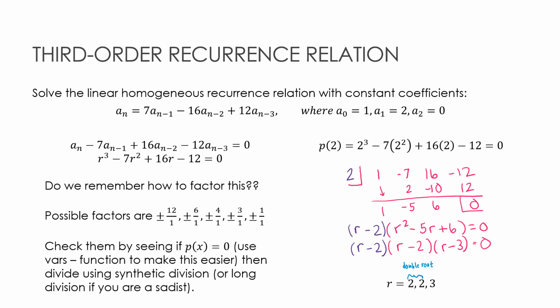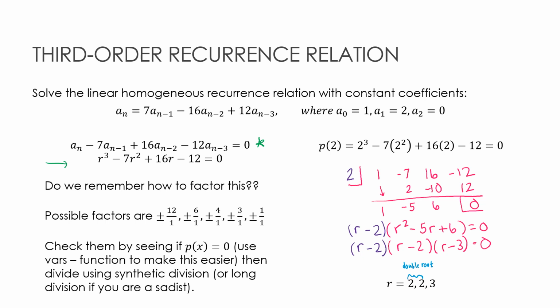So again, step 1, just like before, get everything to one side and set it equal to 0. Then write your characteristic polynomial, which is now going to be a cubic function instead of a quadratic. Do we remember how to factor?